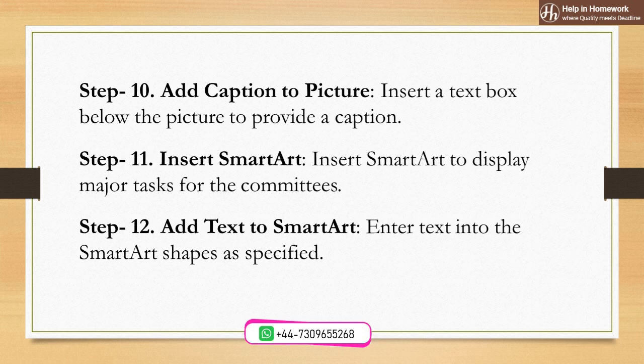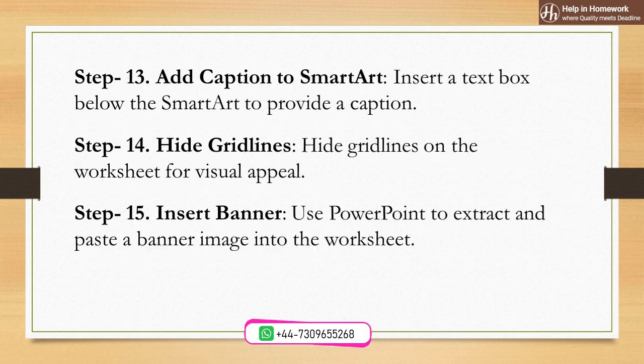Step 12. Add text to SmartArt. Enter text into the SmartArt shapes as specified. Step 13. Add caption to SmartArt. Insert a text box below the SmartArt to provide a caption. Step 14. Hide grid lines. Hide grid lines on the worksheet for visual appeal.